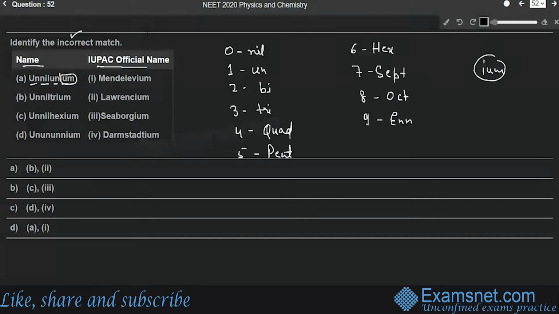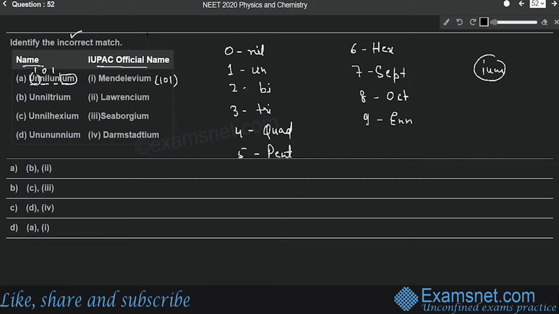In the first one you can see we have un, that means 1, then nil, that means 0, again un, that means 1. So the atomic number is 101 and the element with atomic number 101 is Mendelevium. So this is a correct match. Its atomic number is 101.